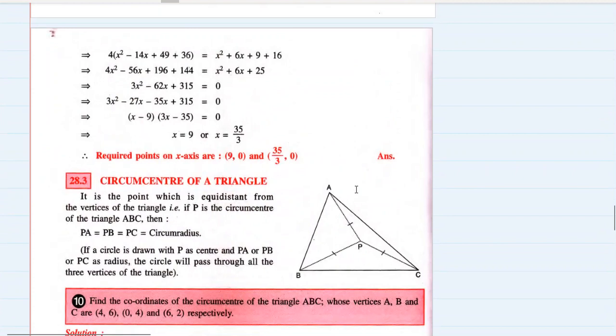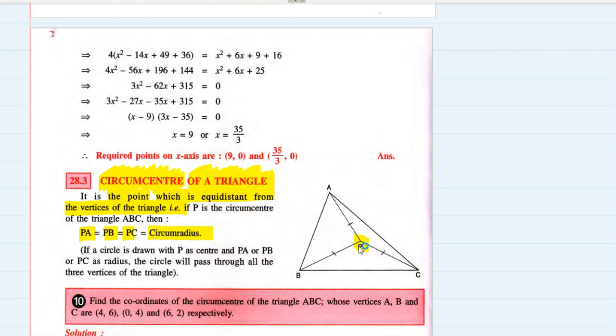Okay, the next topic and the last question of the chapter, we are actually at the end of the chapter. So the next topic is circumcenter of a triangle. I told you about circumcenter before starting the chapter congruency, if you remember. So what is circumcenter? Circumcenter is the point which is equidistant from all the vertices of a triangle. So if suppose P is the circumcenter of triangle ABC, then PA, PB and PC all are equal to each other and they are known as circumradius.